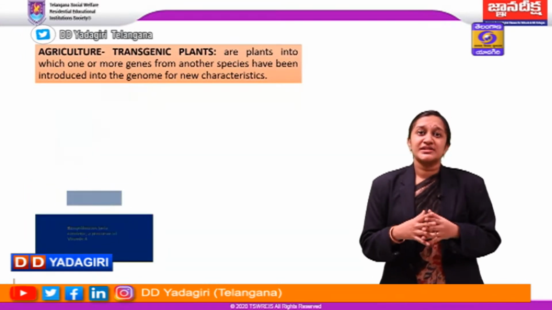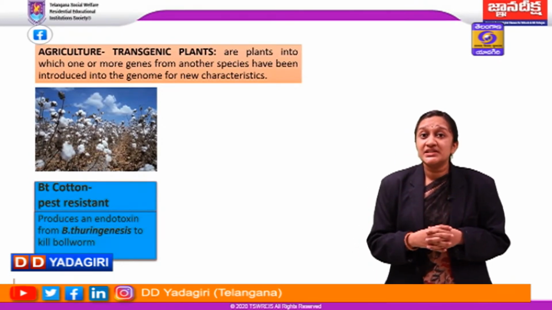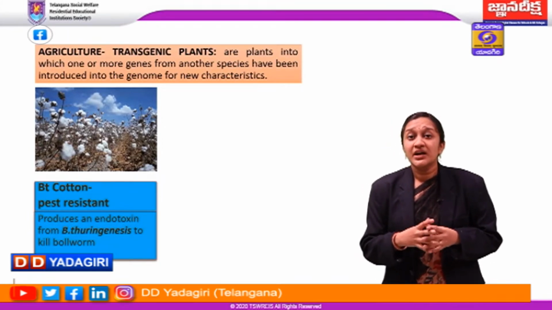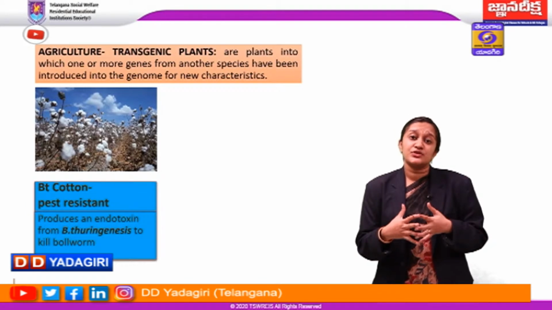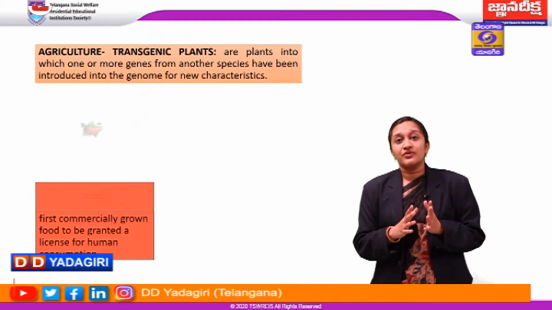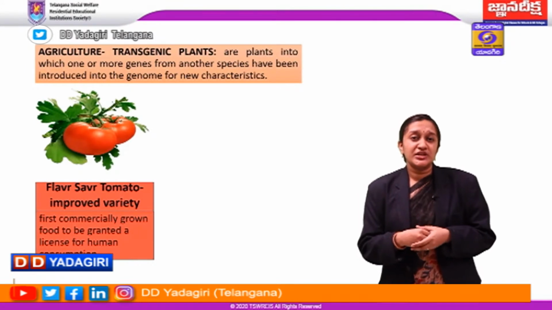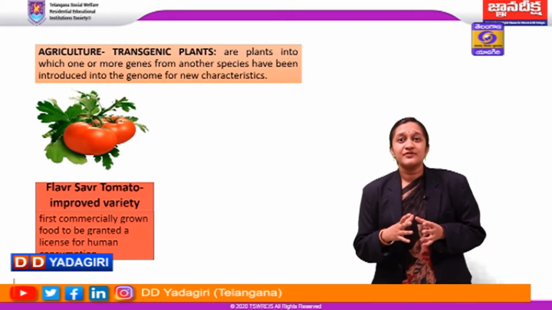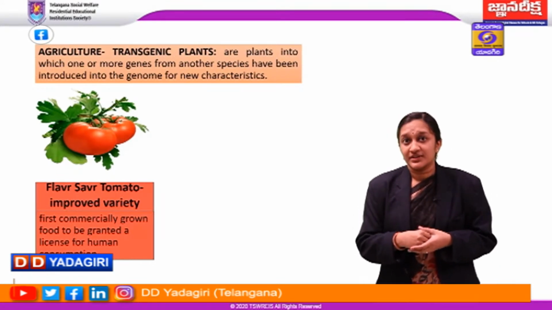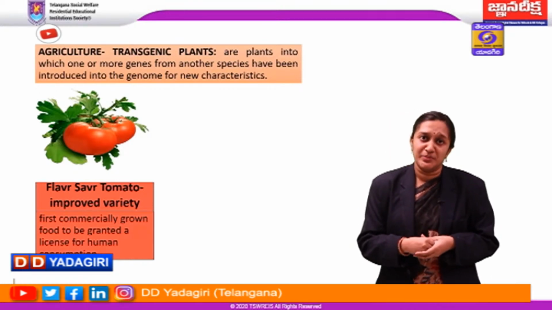Similarly, BT cotton is a pest-resistant plant variety that's been produced by introducing a BT toxin obtained from Bacillus thuringiensis that kills the bollworm, which basically causes 50% loss of cotton plants. Similarly, another variety of tomato called flavr savr tomato has been produced, in which the gene polygalacturonase is silenced, which delays the fruit decay. We all know that the shelf life of tomato is short. So the transgenic variety is now able to survive for a longer period of time at room temperature.